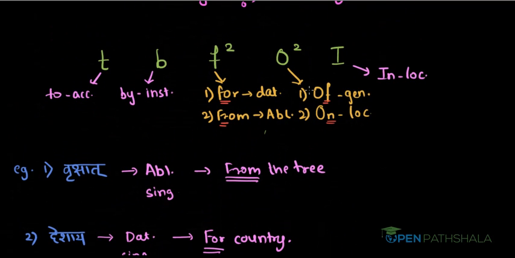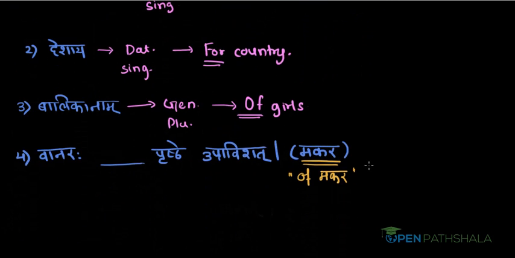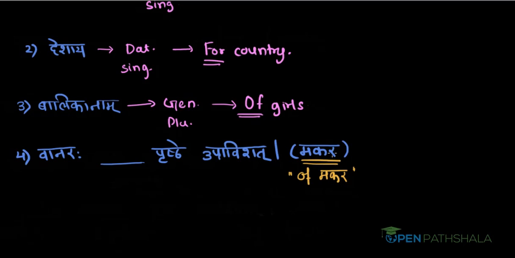We have seen that of is used in the sense of genitive case, and as word makara ends in a and it is in masculine gender, the form will be makarasya. So Vanaraha makarasya prushthe upavishat. So this makarasya is genitive singular. So in this way we have to use correct case form of noun.